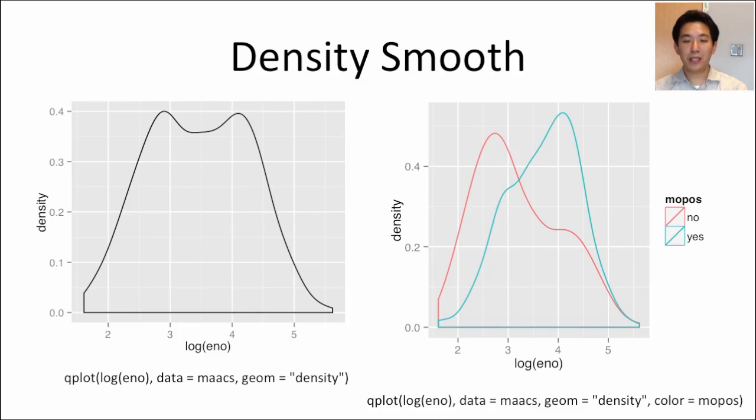Another way to visualize this data is to do a density smooth. On the left-hand side, I add the geom density to this log ENO variable. You can see that there are at least two peaks from the density smooth, and if you separate those peaks out on the right-hand side, notice I say color equals MoPos. So I split out the colors by whether they're positive to mouse allergen or not. And you can see that the two peaks roughly correspond to whether they're allergic to mouse allergen or not. And so this is a nice way to visualize this kind of one-dimensional data.